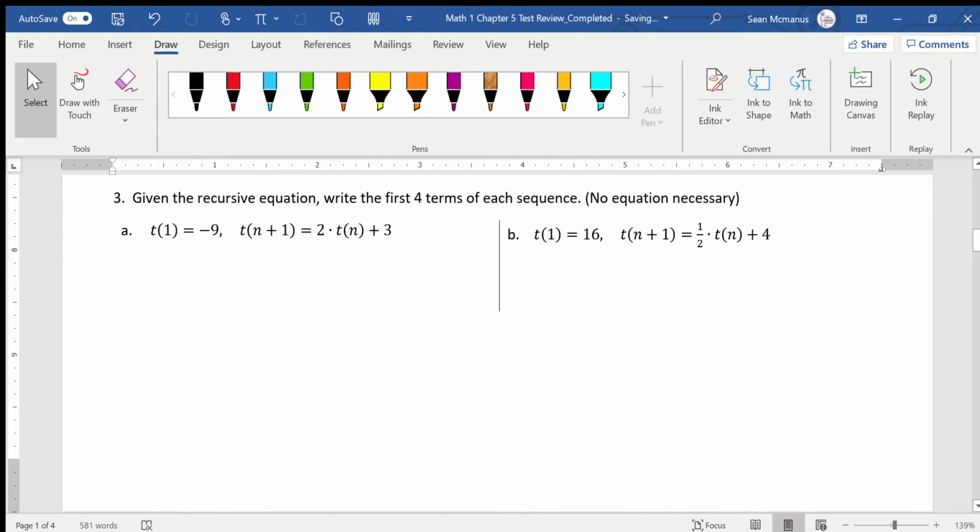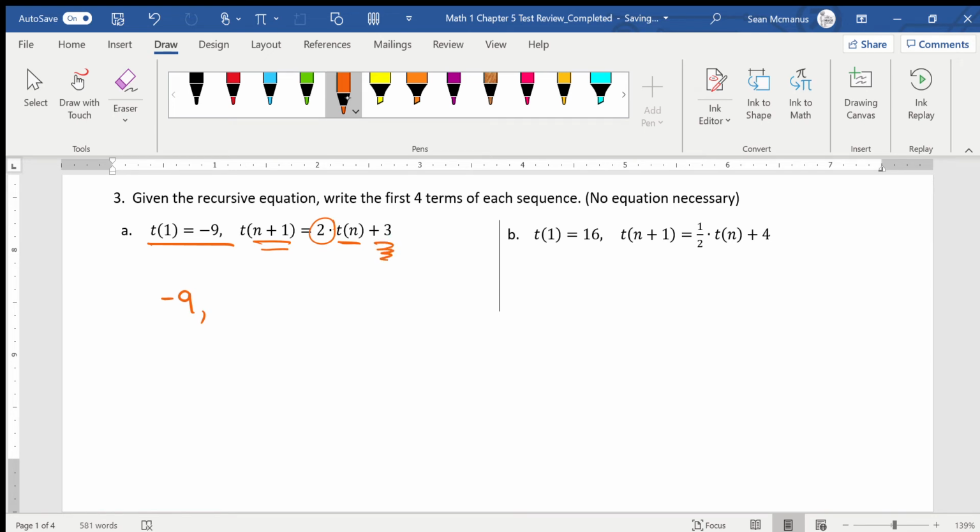All right, number 3, given the recursive equation, write the first 4 terms in the sequence. So no equation necessary, so I'm just going to look here. I know it starts with negative 9. And I know the next term is the current term times 2. So first I'm going to multiply by 2, then I'm going to add 3. So going from there to there, I would have negative 9 times 2, and then I would add 3. So that would be negative 18 plus 3.